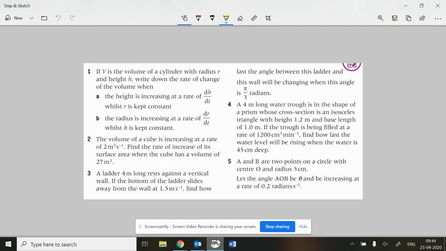This is 10L. We're going to do question 3 and we'll do question 4. Okay, question 3. So this is in two different places here. We've got question 3 here and over here as well.